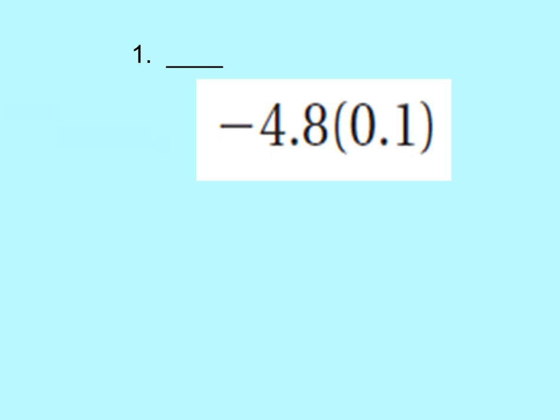Let's take a look at number 1. We're multiplying negative 4.8 times 0.1. When we do this, we have to make sure that we get the sign correct. That's one of the more important things. So a negative times a positive, our sign is going to be a negative. And those are from our integer rules from the beginning of the videos here.